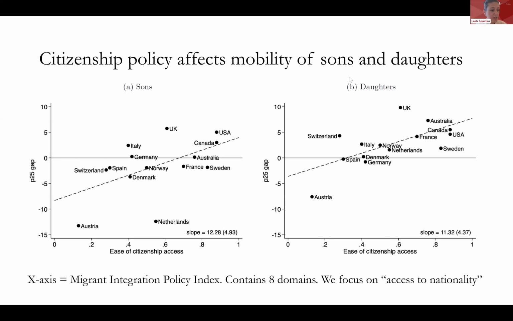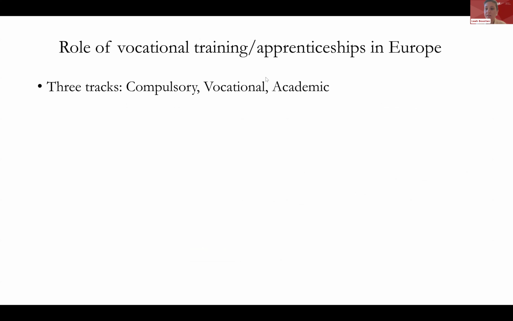I'm going to, because I'm mindful of time, skip through citizenship policy, which we think may also play a role, because I want to talk through a couple of slides on the set of institutions that we think are potentially supportive of upward mobility for locals, but are creating barriers for sons of immigrants. So let me talk through the education policy that we think might be playing a role.